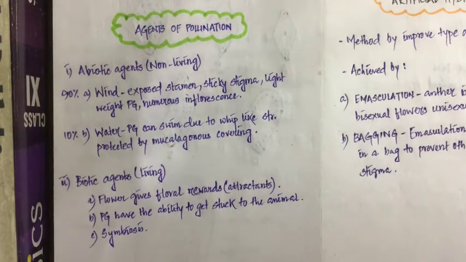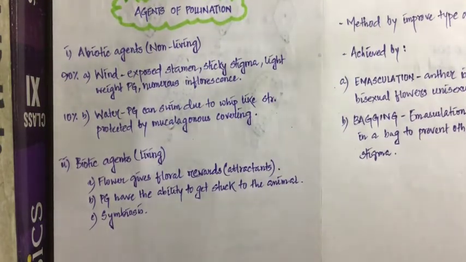The next category of agents are what? They are called biotic agents. They are called what? Biotic agents or living agents. Clear? So what happens in case of the living agents, or what are the adaptations that are required for the plant in order to perform this biotic agent mediated pollination?